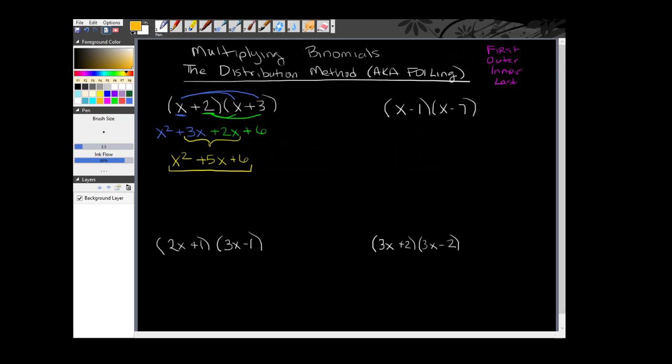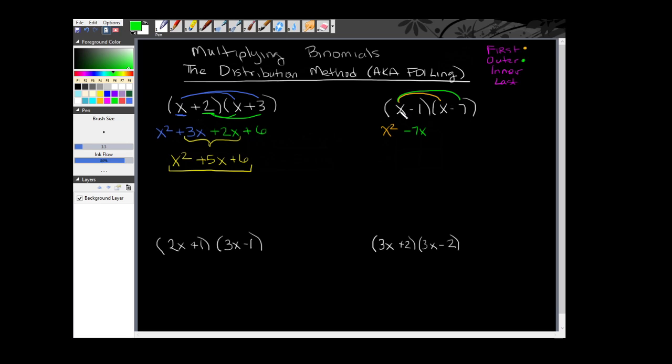So I'm going to start with the first here in orange. So that's saying that I'm going to take the first two terms in the expression and multiply them together. So x times x gives me x squared. The O stands for the outer terms. So I'm taking the ones that are on the outside of the expression. So I have an x and a negative 7, which when multiplied together makes negative 7x.